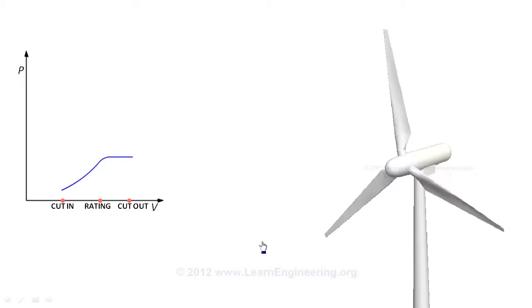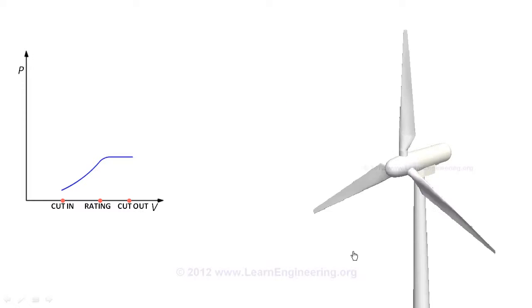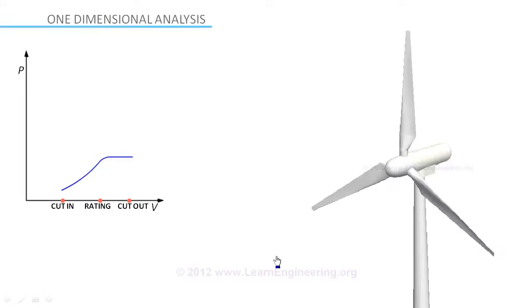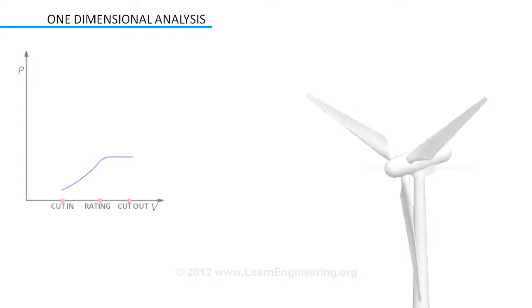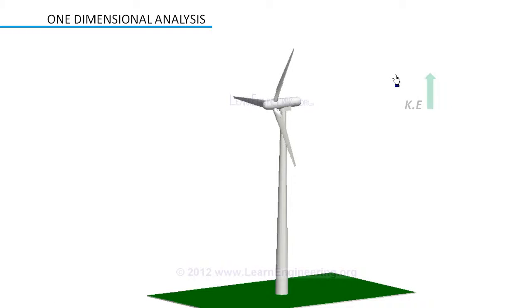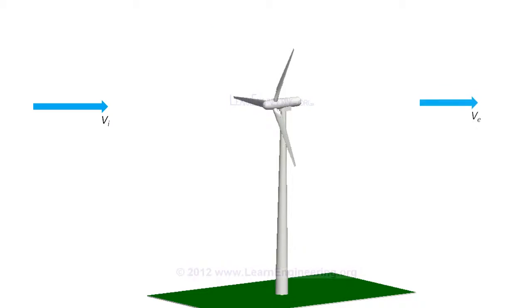Next, we will see what is the maximum performance a wind turbine can have, using a simplified one-dimensional analysis. Since the turbine is extracting some energy, at the outlet wind will have lesser kinetic energy compared to the inlet. So at exit the wind velocity will be lower compared to the inlet. It will follow a trend like this from inlet to exit.